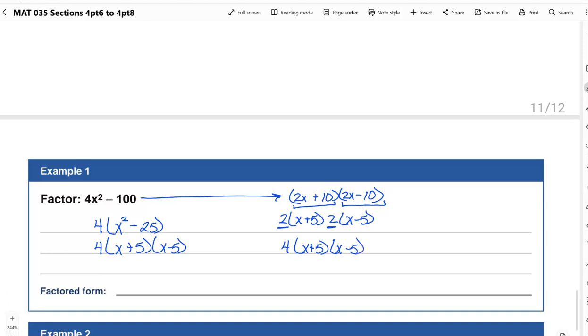So notice in this, I pulled a 2 out of the first group and a 2 out of the second group. These are multiplied together. I am not adding the two groups together. So it's not really a GCF for the parentheses sets. It's a GCF for each one individually.